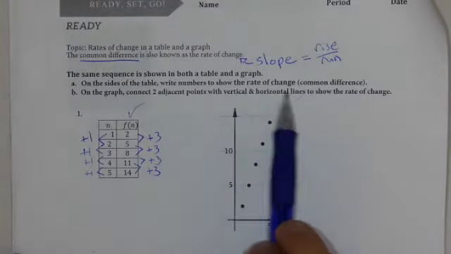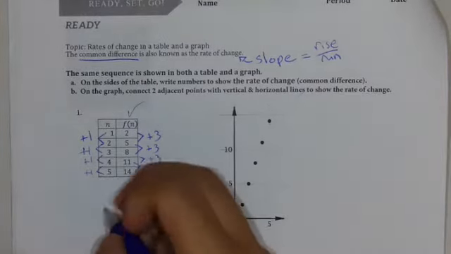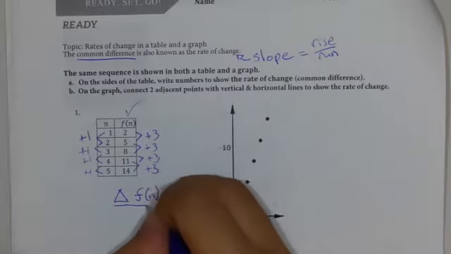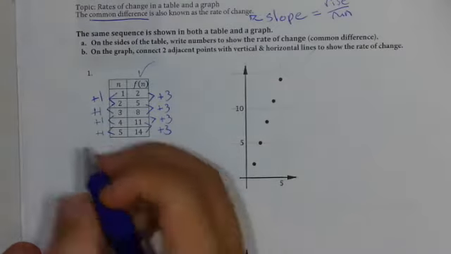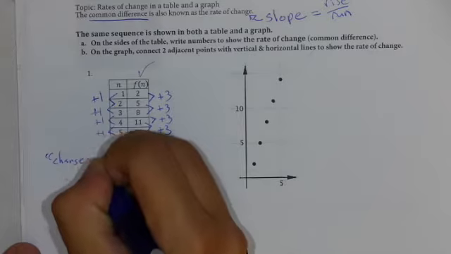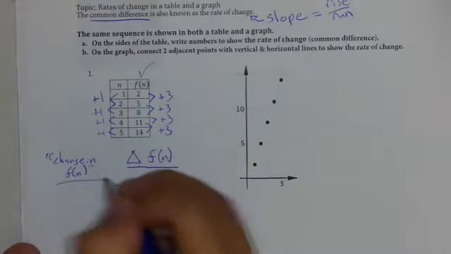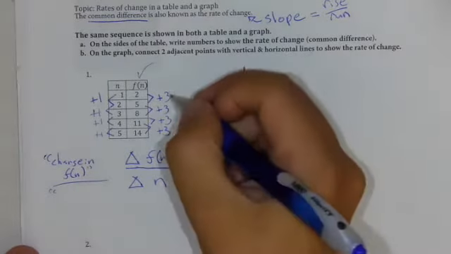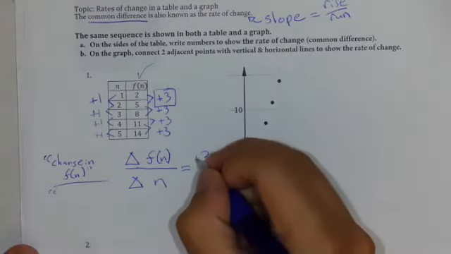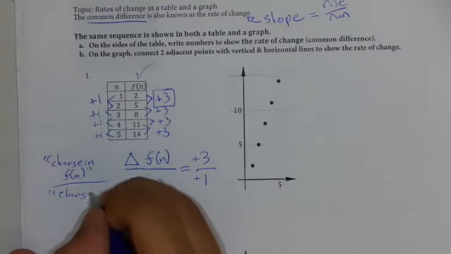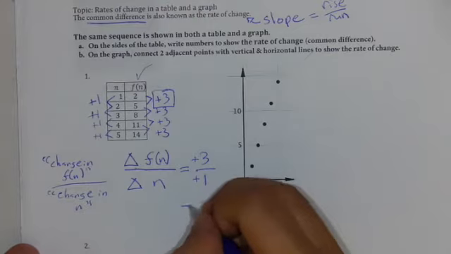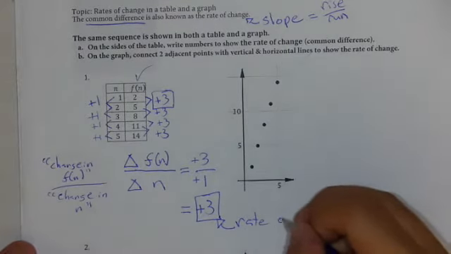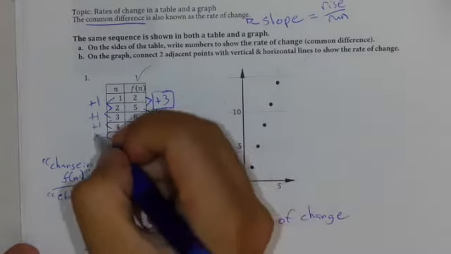We can then talk about our rate of change where we have our change in f of n. So we have the, what I'll call triangle f of n. Sometimes they call this change in f of n. So think of this as the change in f of n over the change in n. So we see that no matter which point we focus on, we're always going to have 3/1. And can we simplify that further? Hopefully you're saying yes, 3/1. Since both terms are positive, you can just rewrite that as +3. So this is considered our rate of change. So that's done for part A.